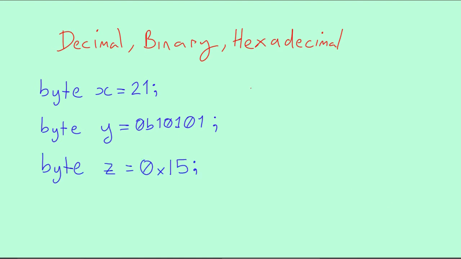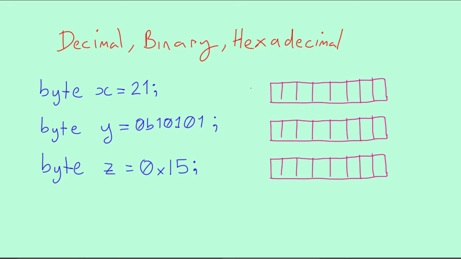Lastly, we've got a variable called z, and this variable is storing 0x15. The 0x says that we are storing a hexadecimal number, so after the 0x is our hexadecimal number. Now, the important thing to recognize about this is that in memory, everything is stored in binary. No matter if we're using decimal representation in our code, it still gets stored in memory as binary. So we have x, y, and z, and how they are stored in memory looks exactly the same.